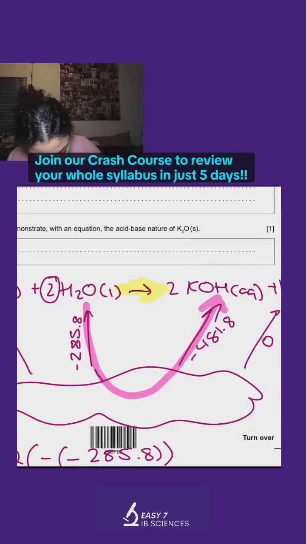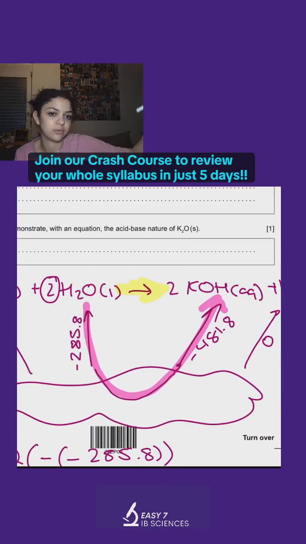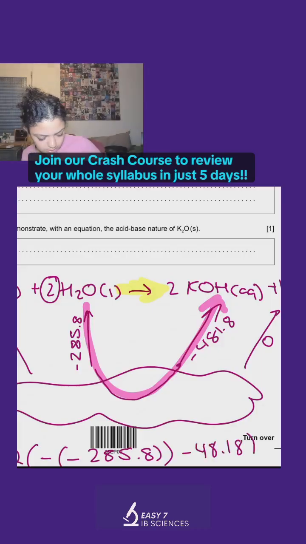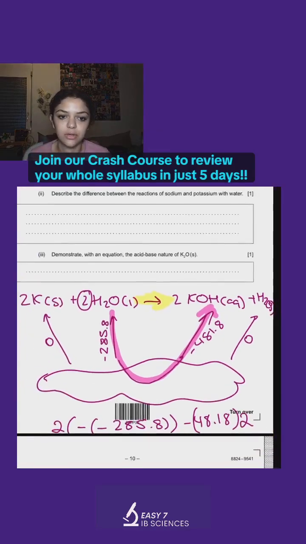And then I'm going to continue, follow my arrow, and end up here. Since this arrow is in the direction I'm heading, I don't have to worry about changing the sign. So I just go minus 481.8. What do I have to do? Multiply this by 2, because I have to apply the ratios. Okay?